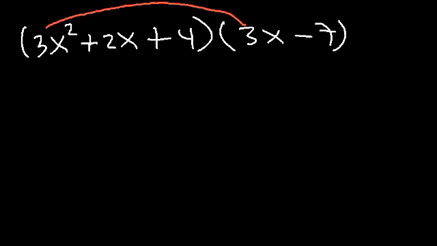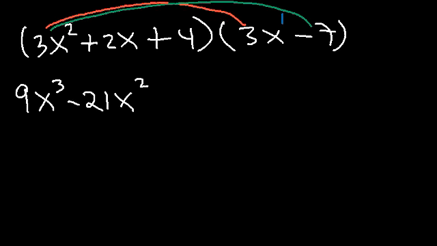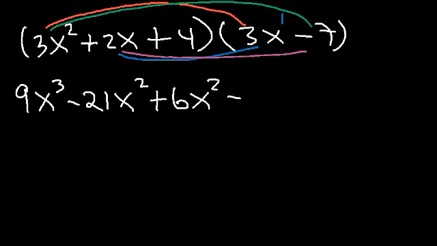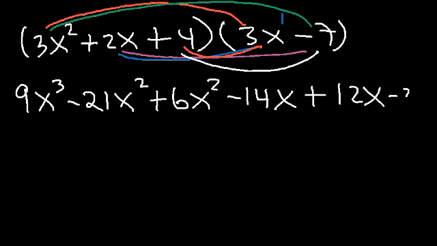3x squared times 3x is 9x cubed. 3 times 3 is 9. X squared times x to the first, it's going to be x cubed, since 2 plus 1 is 3. 3x squared times negative 7 is negative 21x squared. 2x times 3x is 6x squared. And then 2x times negative 7 is negative 14x. 4 times 3x is 12x. And 4 times negative 7 is negative 28.